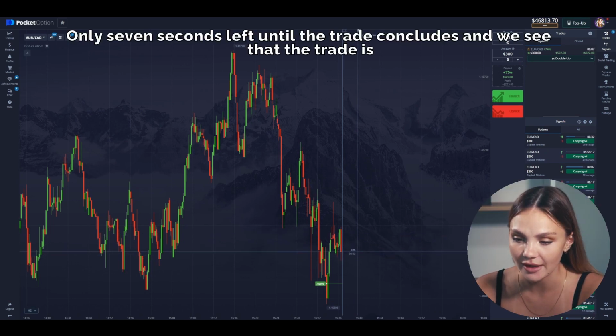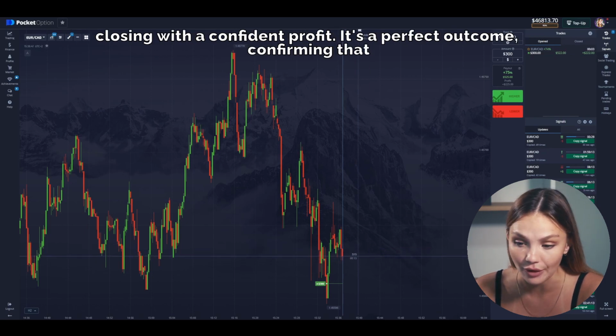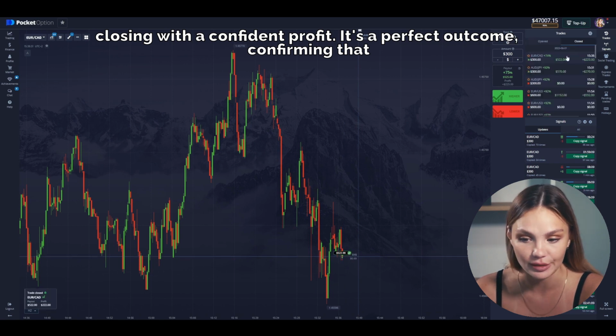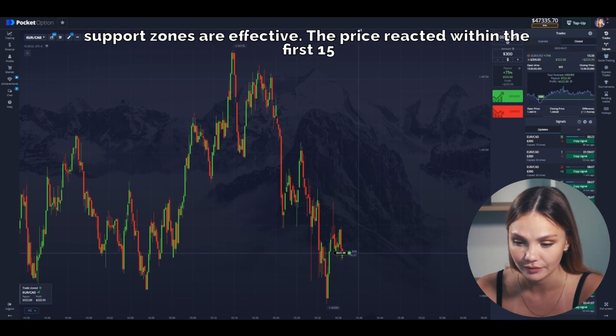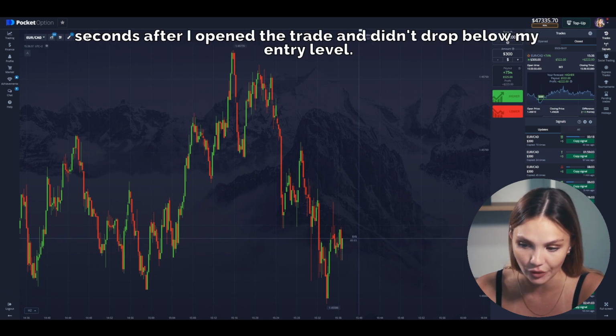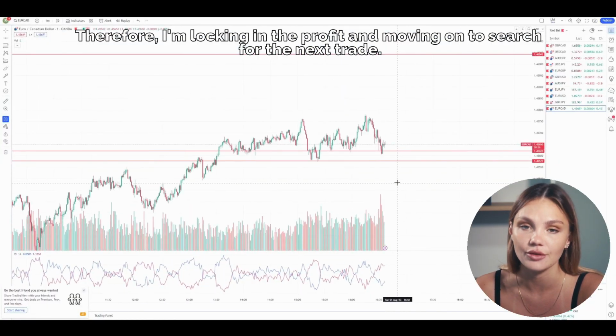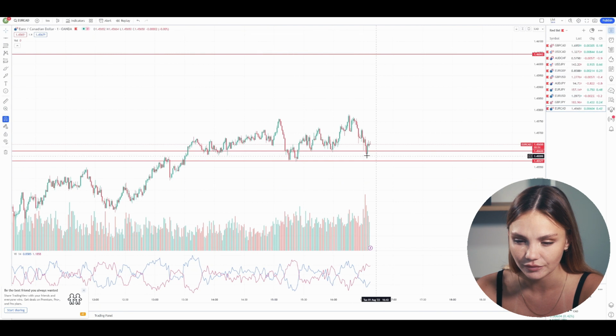Only 7 seconds left until the trade concludes, and we see that the trade is closing with a confident profit. It's a perfect outcome, confirming that support zones are effective. The price reacted within the first 15 seconds after I opened the trade and didn't drop below my entry level. Therefore, I'm locking in the profit and moving on to search for the next trade.